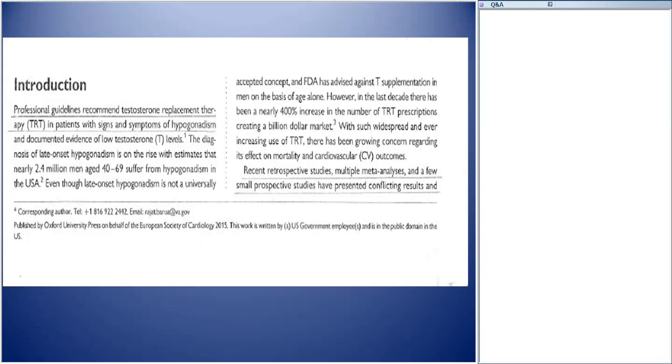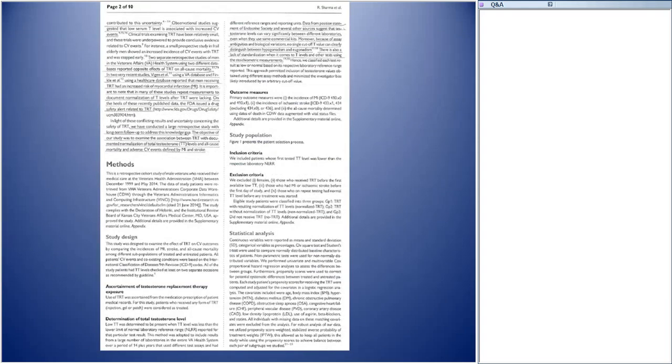Professional guidelines recommend testosterone replacement in patients with signs and symptoms of hypogonadism. Of course, they say also evidence of low testosterone levels, but we don't know how to define low testosterone levels. It's not really defined in any literature, just personal opinions of what low level is. Recent retrospective studies, multiple meta-analysis, and a few prospective studies have presented conflicting results, and as a result, it leads to tremendous confusion for practitioners, as well as uncertainty.